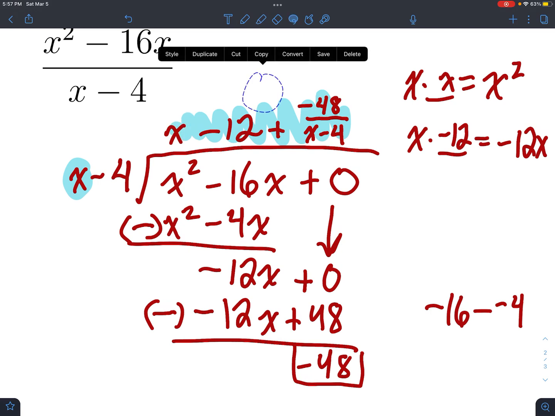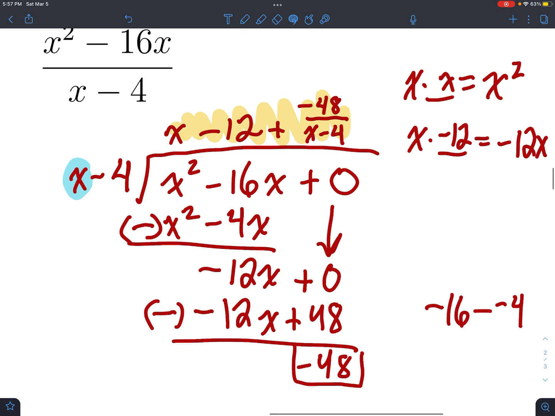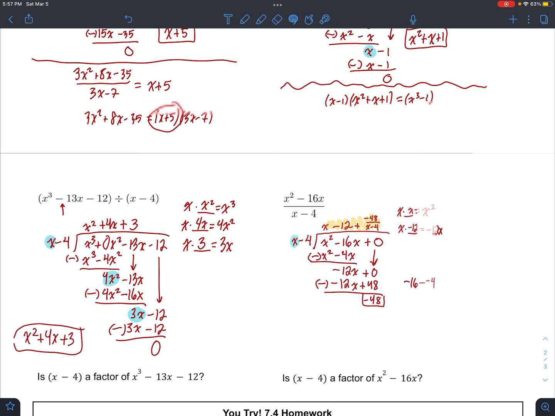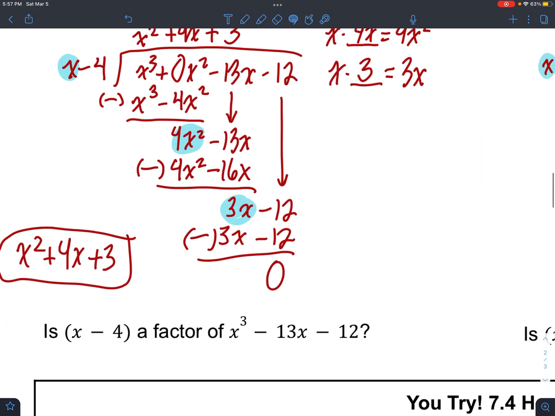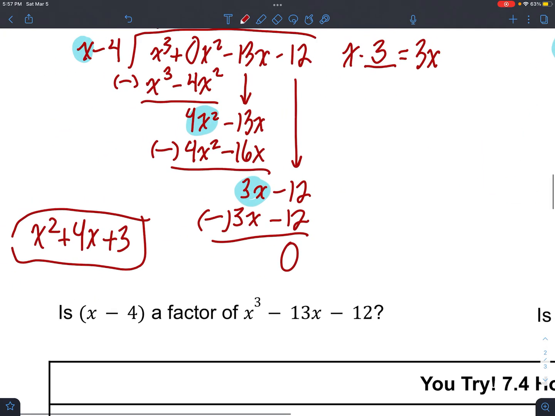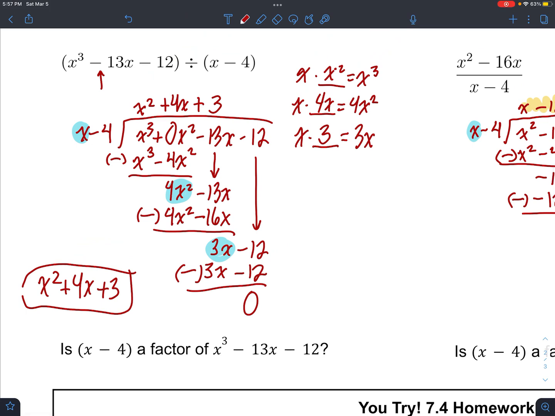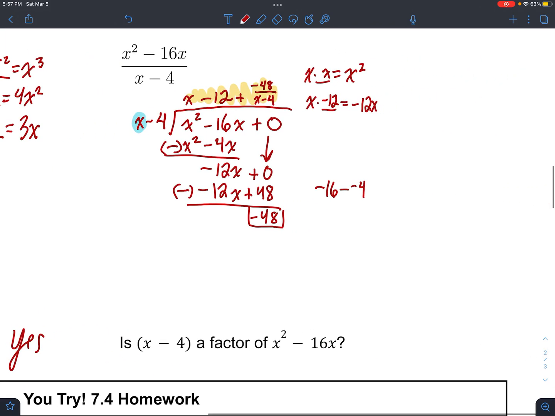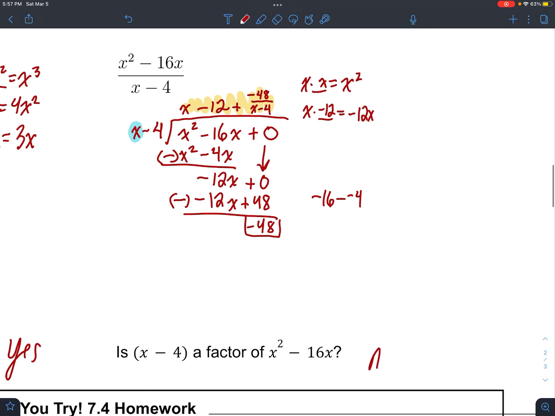Okay. So you've seen a question that has a remainder. You've seen ones that don't. Let's answer these questions as yes or no. Is x minus 4 a factor? Yes. It went in evenly. Is x minus 4 a factor of this? No. It did not go in evenly. We have a remainder.